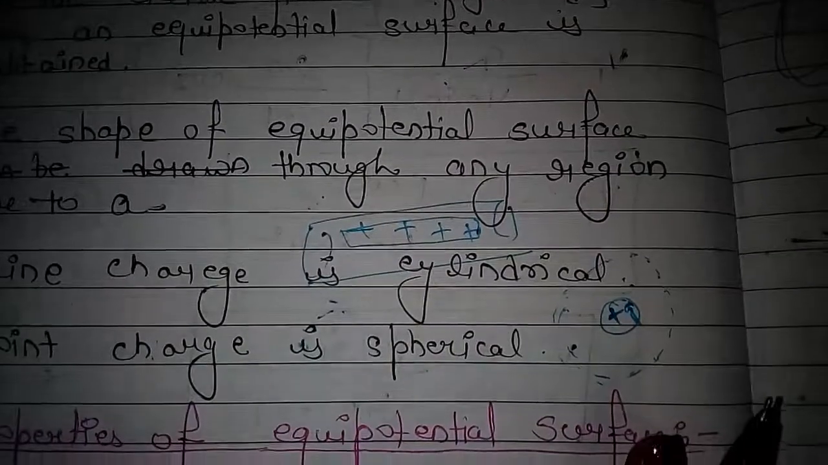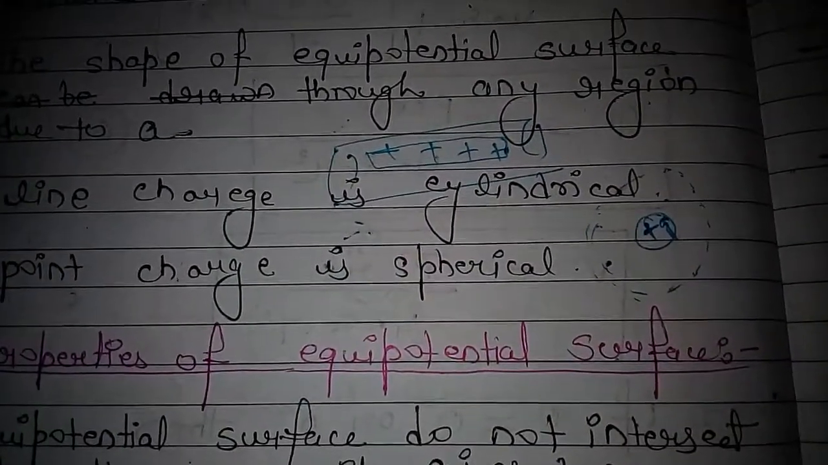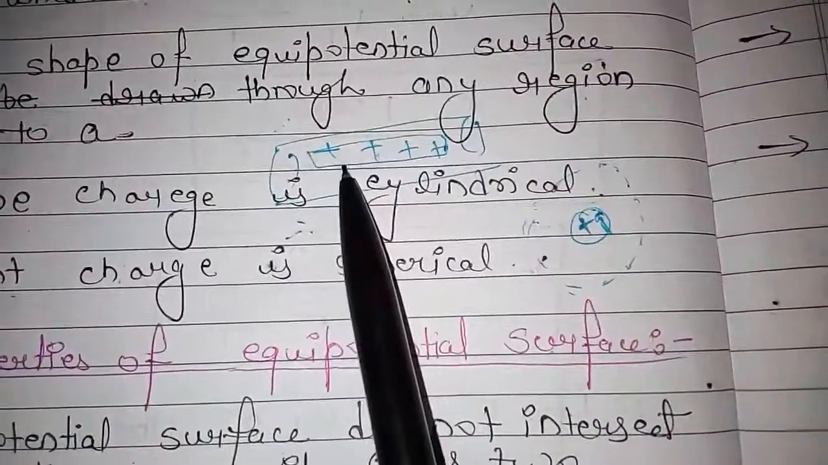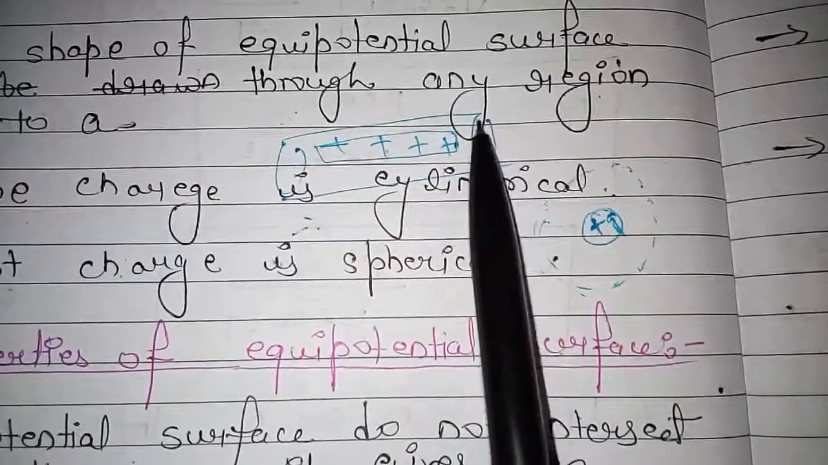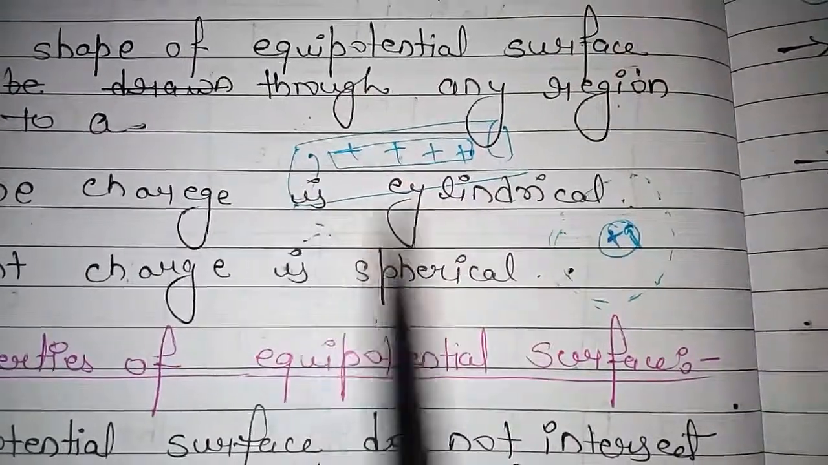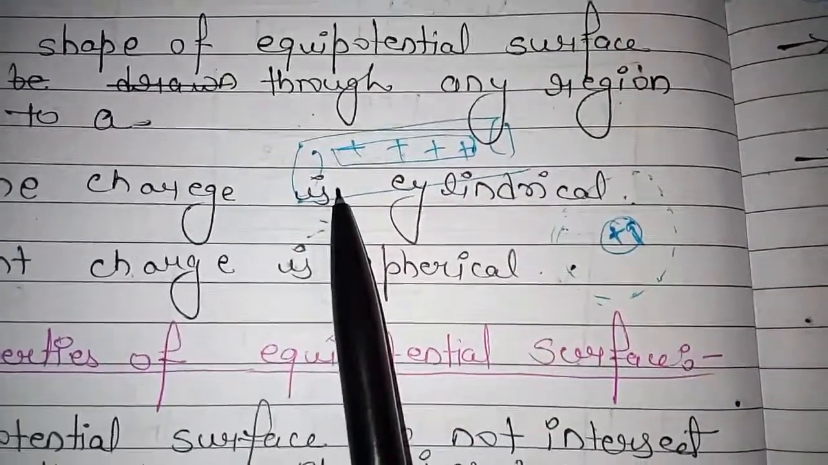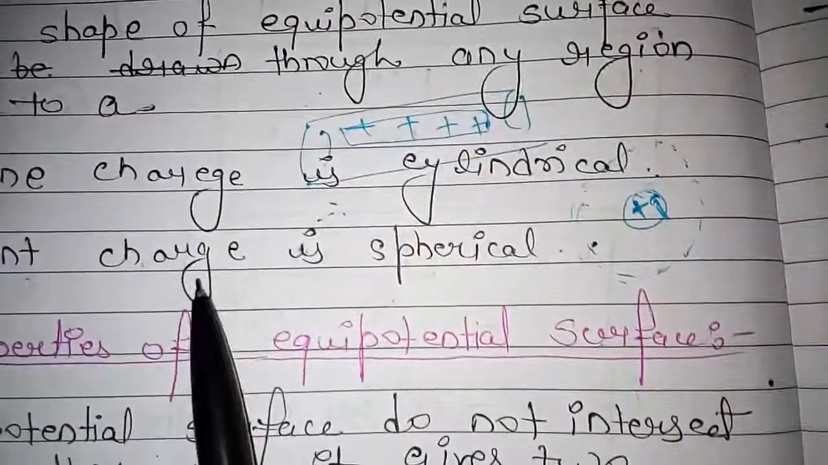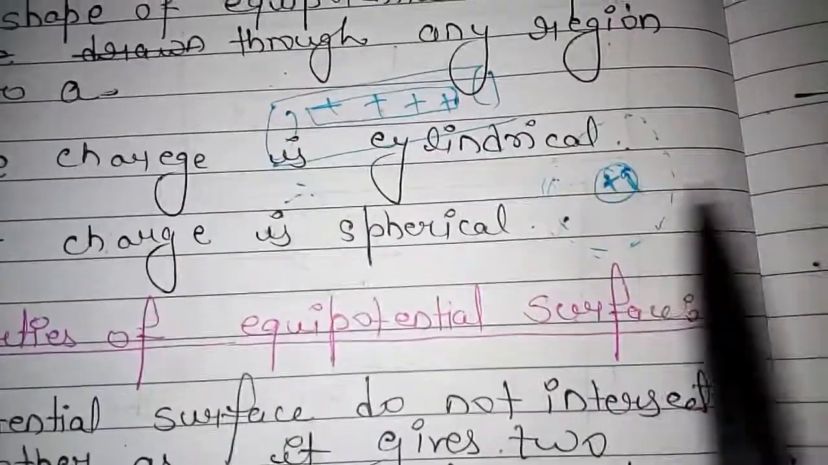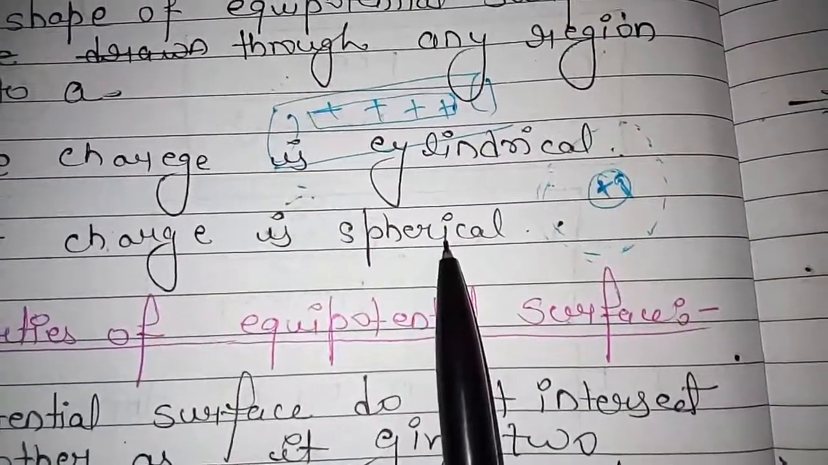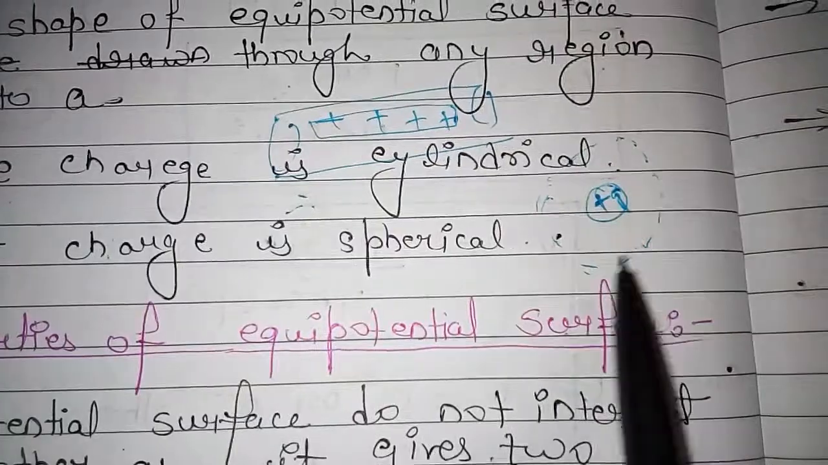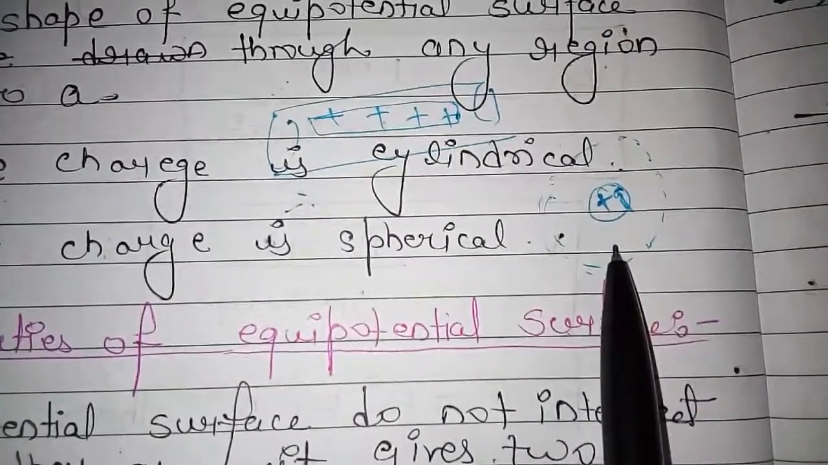Now we will see what are the shapes of the equipotential surface. First is a line charge: if the charges are linear, then the shape of the equipotential surface will be cylindrical. These are the linear charges and this is the cylindrical shape of the equipotential surface. Second is a point charge: if there is a point charge, then the shape of the equipotential surface is spherical. Suppose this is a point charge and this is the shape of the equipotential surface, and that is spherical.